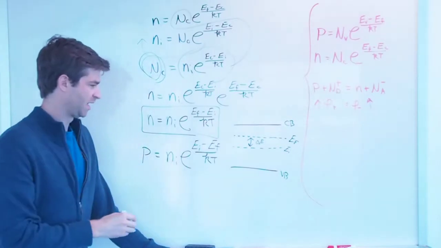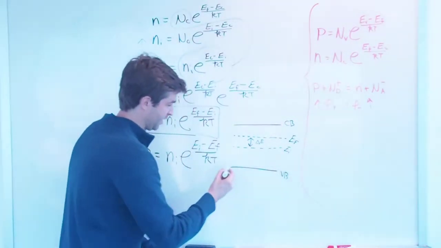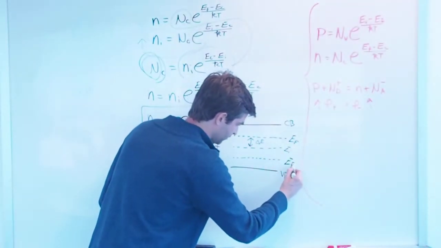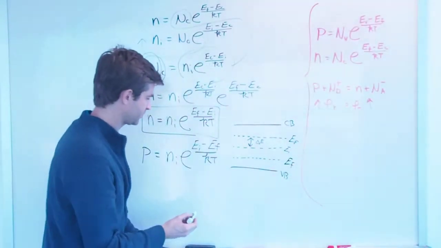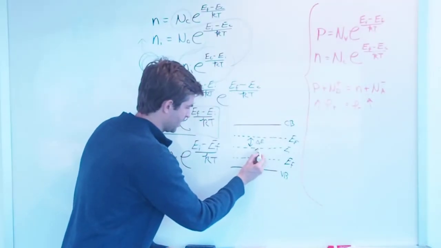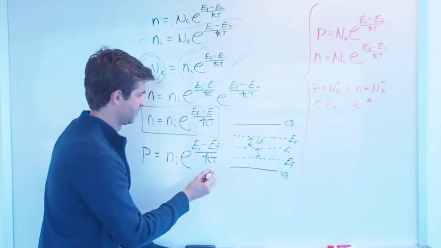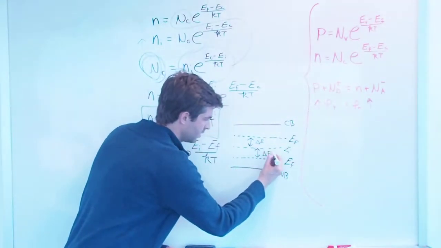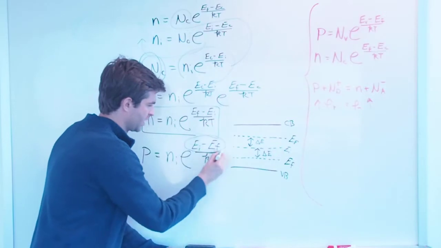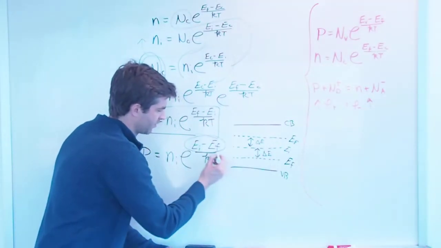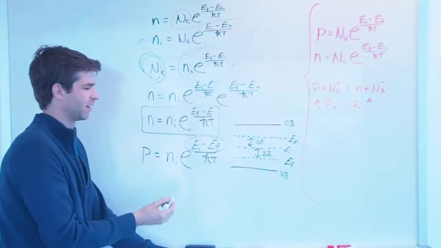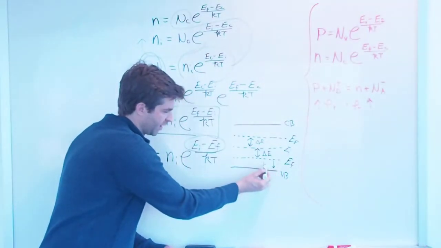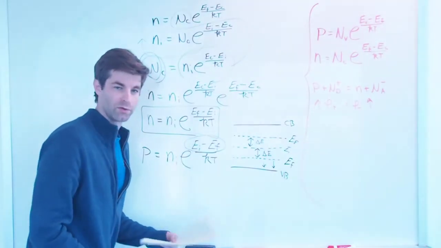And similarly for p, if it's p-type, p-doped, the Fermi level is somewhere below E_i. And then our new term is E_i minus E_F. So this delta E here is just this term right here. As delta E increases, this whole term increases, thus p increases. Another way to look at that is as our Fermi level gets closer and closer to the valence band, we get more and more holes.